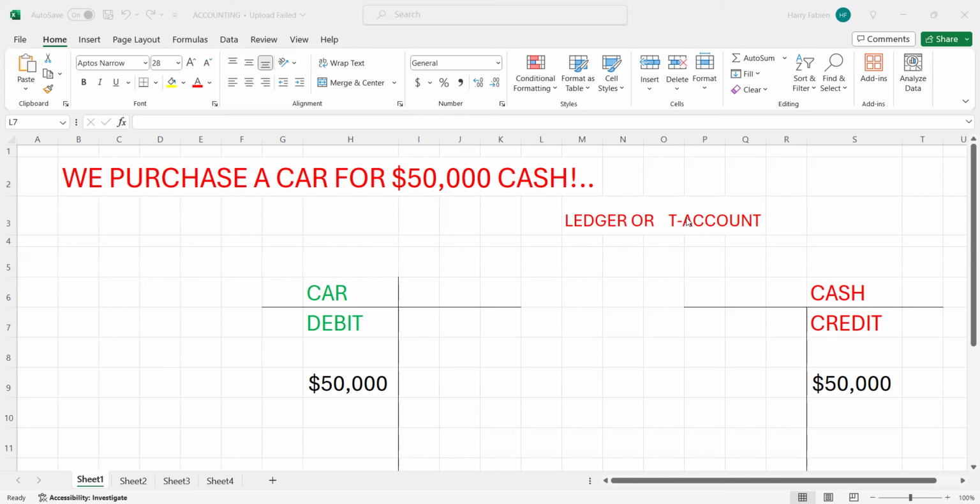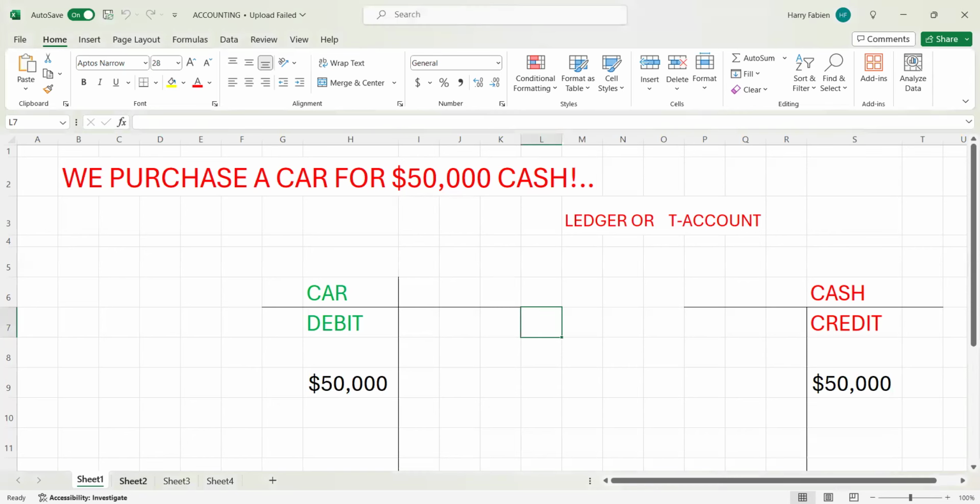We call it any if you want. Now, you create your ledger. Car, remember I just told you, debit $50,000, and cash, because you send money out or you buy it, you purchase it. So you create credit for $50,000. Let's do another one so you can understand.